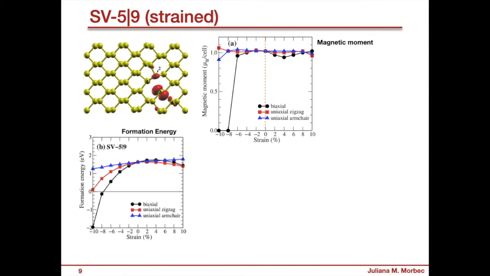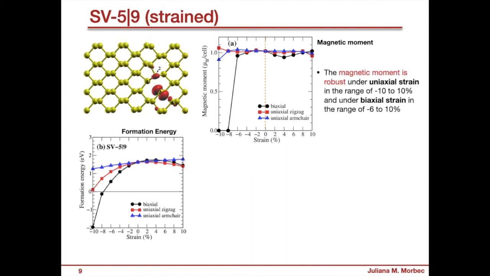When you apply compressive strain, look at the negative side of this figure here, you see that the magnetic moment is still robust for uniaxial strain along the zigzag direction and the armchair direction. And for biaxial strain, you have a magnetic reduction. The magnetic moment keeps robust around 1 millibor per cell, up to 6% strain, but then reduces to 0 magnetic moment. So what you can check from here is that when you apply strain in this SV59 configuration, you have a stable system with a magnetic moment of 1 millibor per cell.